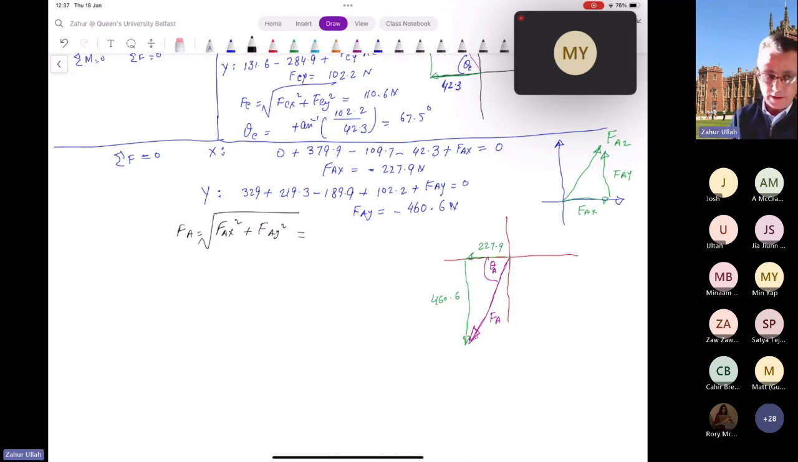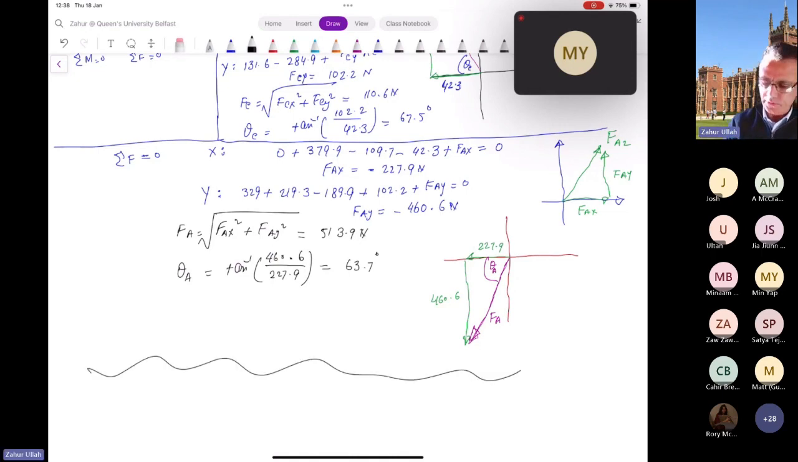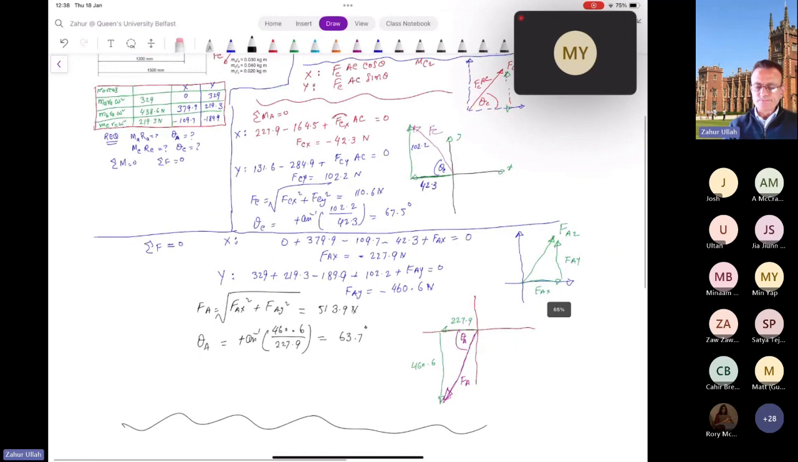And this will be 513.9 Newton. And then you can calculate angle A, which will be tangent inverse of 460.6 divided by 227.9. So from here, you can calculate the angle, which is 63.7. Yeah, so this is how you can solve this problem here.